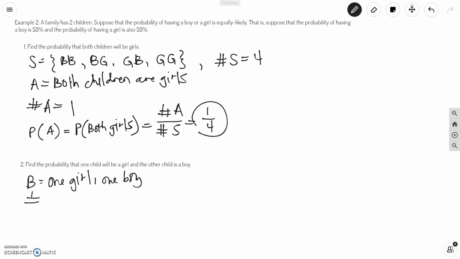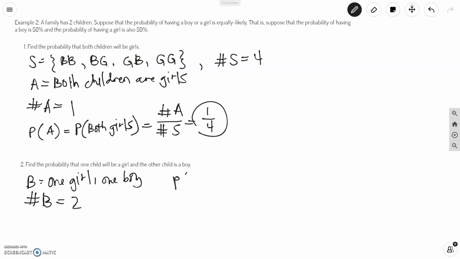Now to determine the number of outcomes in B, we have to again look at the sample space right here. How many of these outcomes satisfy having one girl, one boy? So we have this outcome right here. We also have this one right here. So there are 2 outcomes that satisfy being one girl, one boy.